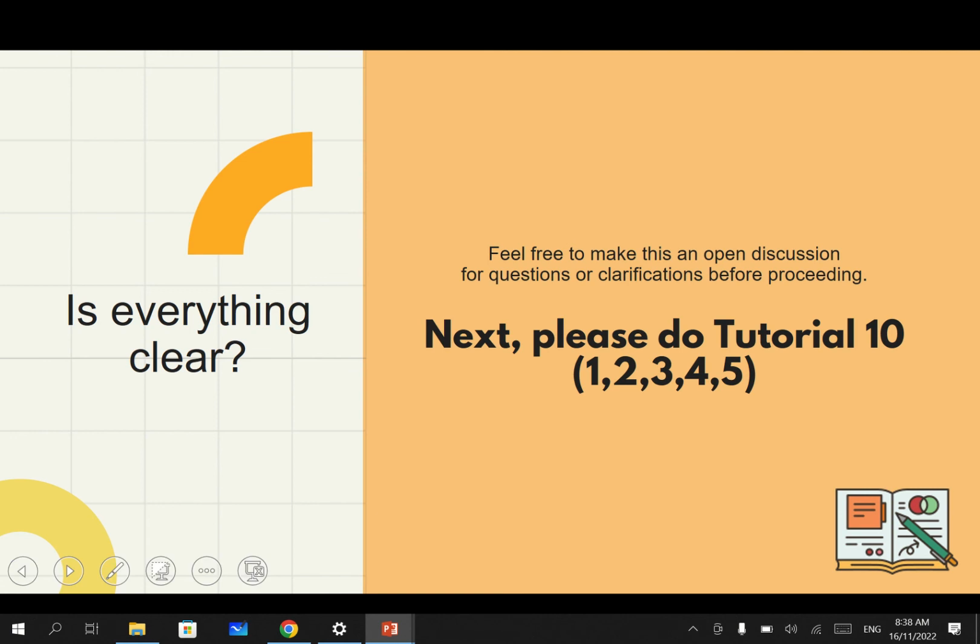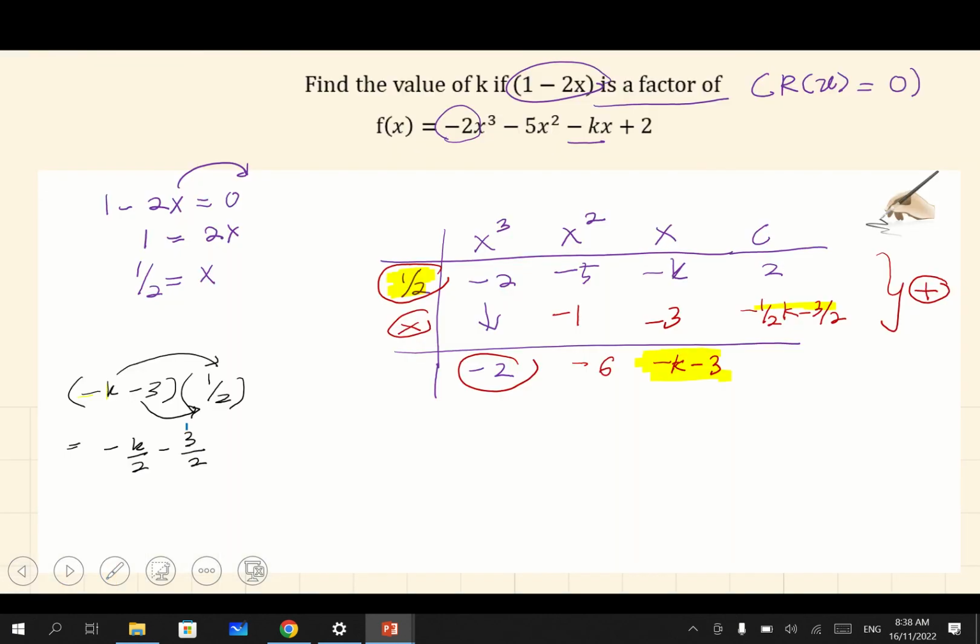Okay, next. Simplifykan lagi. So 2 tambahkan dengan negatif setengah K tolak 3/2. So this one kita akan dapat, ni pun kalau tak sure, you all kira dekat tepi dululah. So you akan dapat negatif setengah K. So 2 tolak dengan 3/2. You all akan dapat tambah 1/2.